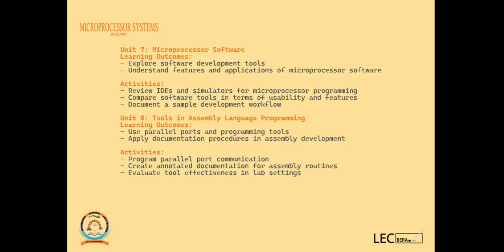And then we are going to compare software tools in terms of usability and features, and then document a sample development workflow. We are going to look at tools in assembly language programming, use of parallel ports and programming tools, apply documentation procedures in assembly development, and then the activities which are going to follow are these.